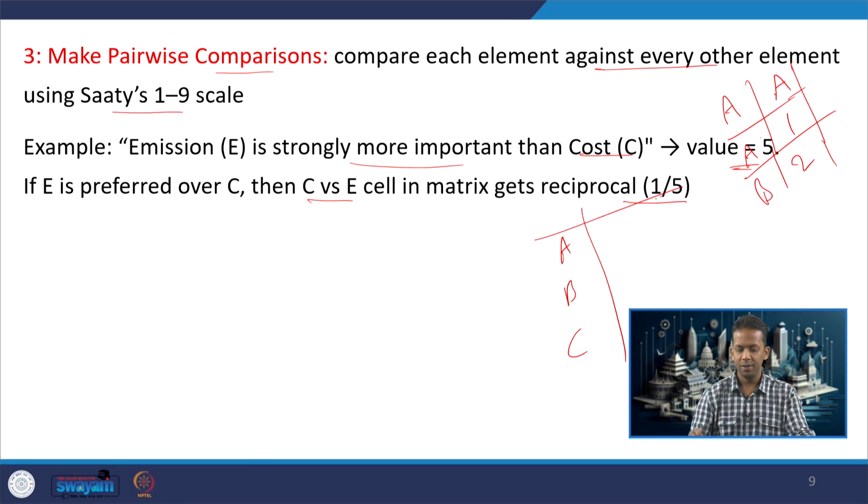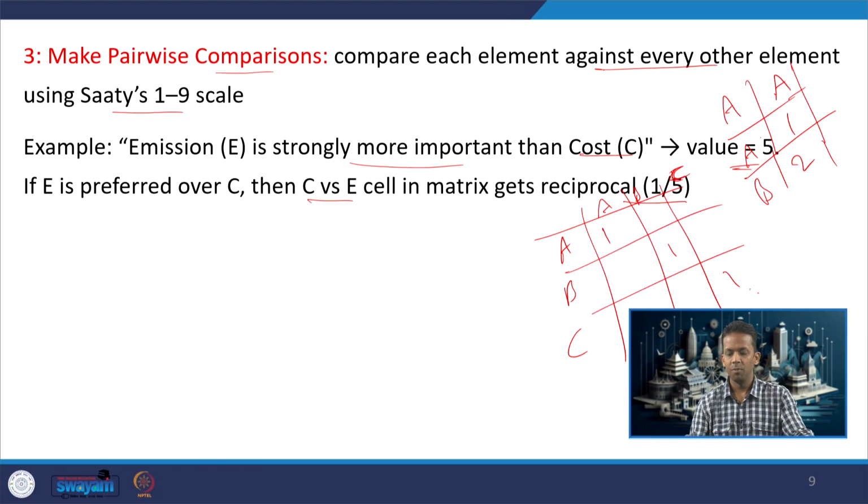If I take the 3 criteria, A is equally important with respect to itself, B is equally important with respect to itself, and C is equally important with respect to itself. So, the diagonal elements are going to be 1. Now, if B is more important than A, and if I give it the value 2, and if I say C is more important than B, let me give it value 4.